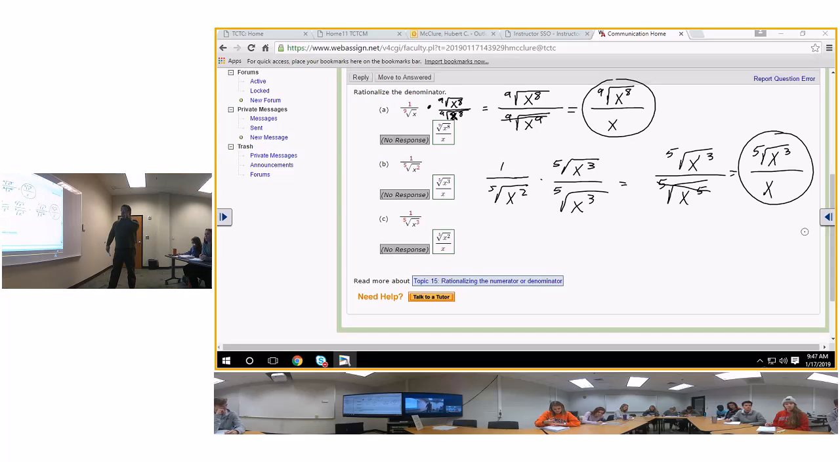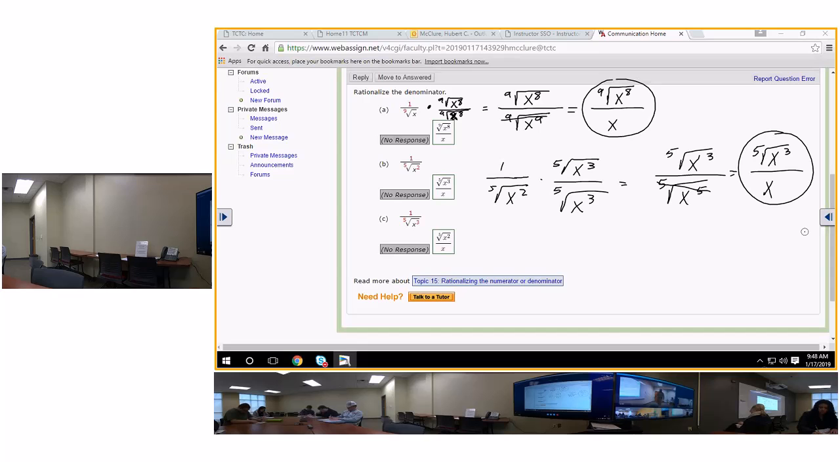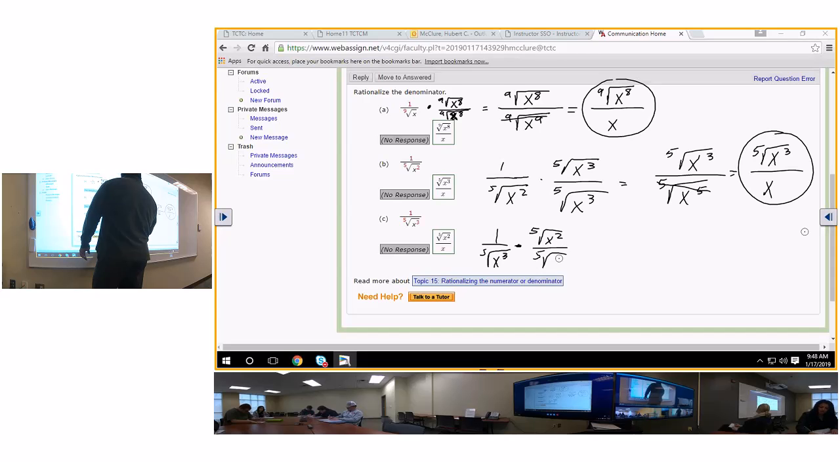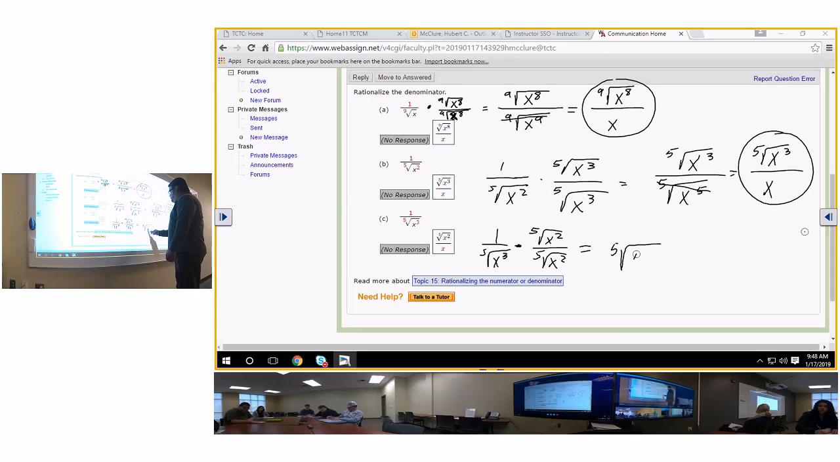All right, you try the last one. That's 1 over the 5th root of x cubed. And this is a test question, these three. I do remember it being on the test. So make sure you know how to do them. So this is a good question. Multiply by the 5th root of x squared over the 5th root of x squared. And what will that give me on the bottom? The 5th root of what? The 5th root of x to the 5th. And that goes out. You get x on the bottom, and the 5th root of x squared on top.